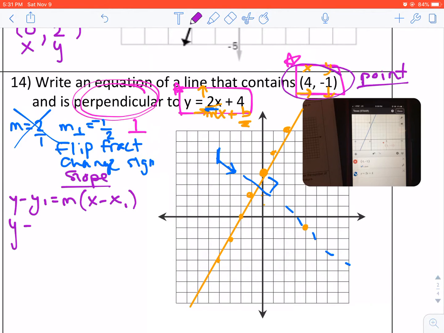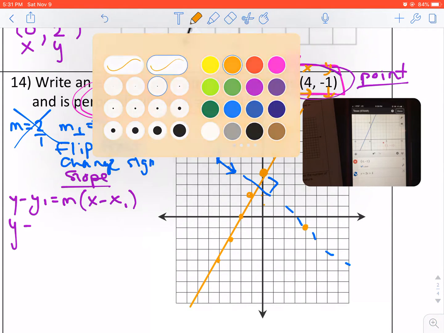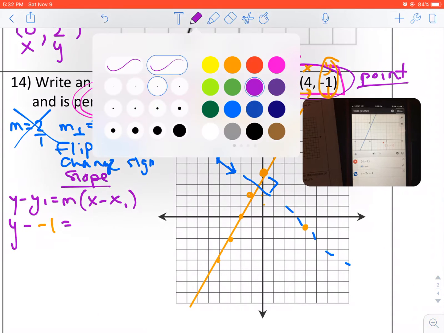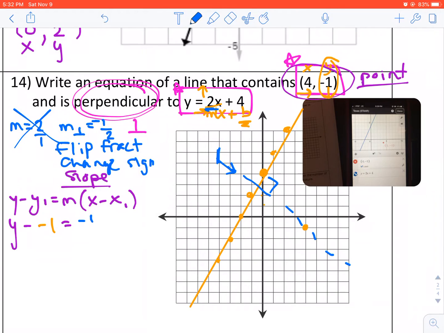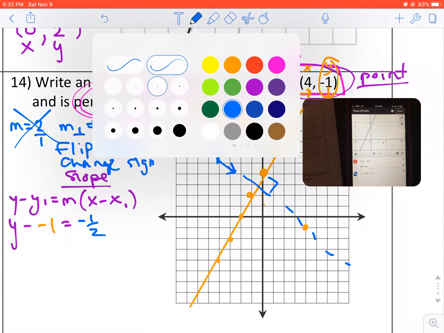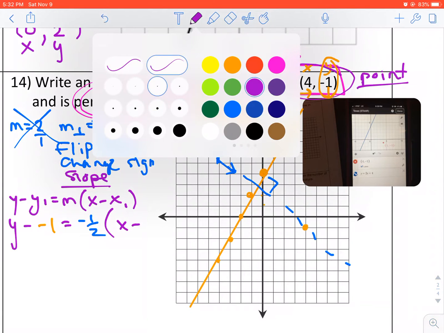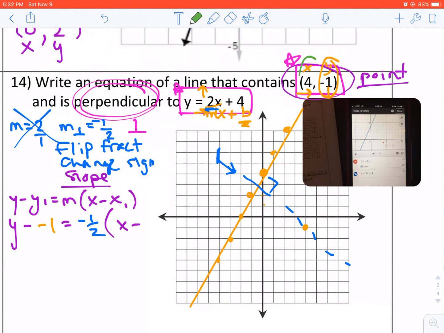So we're going to plug in our numbers. So we have y minus, and then we're going to come up here, and our y1 number is going to be negative 1. And then that equals m, and our m number that we just found was negative 1/2. And then we're going to use parentheses x minus, and then we're going to have our x number, and our x number is right here, 4. And then we're going to go through and we're going to do our solving steps.